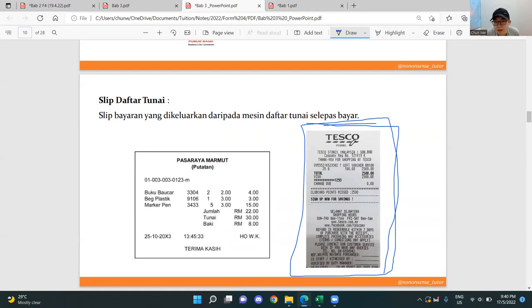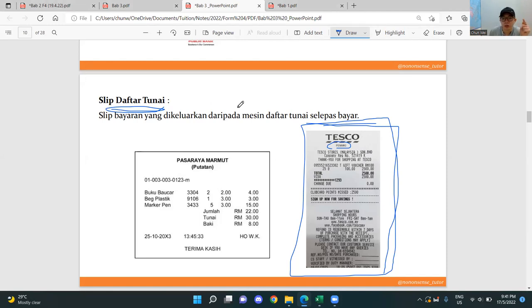This is the one, the Tesco in Penang. So if you live at KL, then you have the Tesco for KL, or you live at Kelantan, then they will have a Tesco in Kelantan, right? Okay, so different Tesco. But what I'm saying is that it's not only in Tesco. If you go to a restaurant and makan, after you pay, they'll give you this one, and then we call it a receipt. Betul tak? But here, to be more specific, it's called a slip daftar tunai.